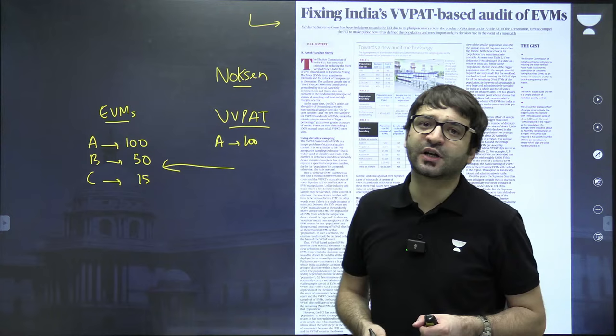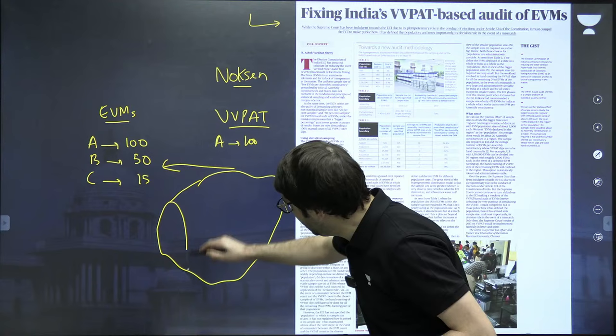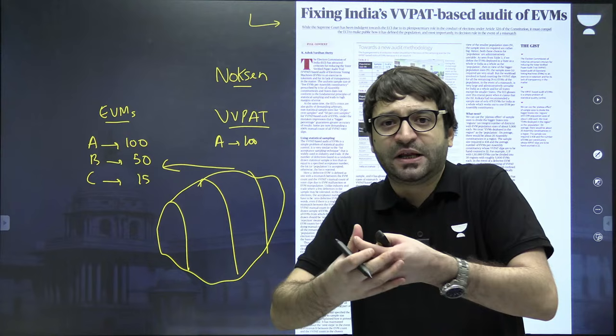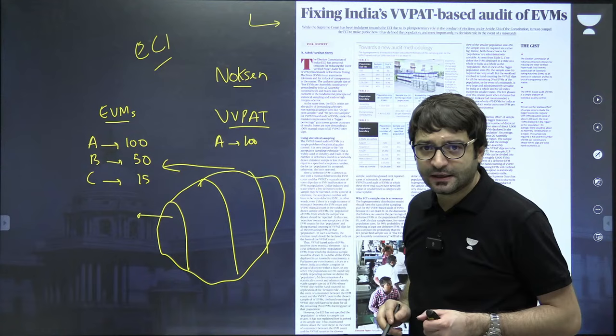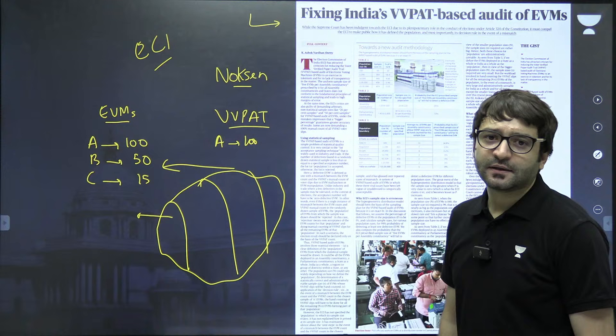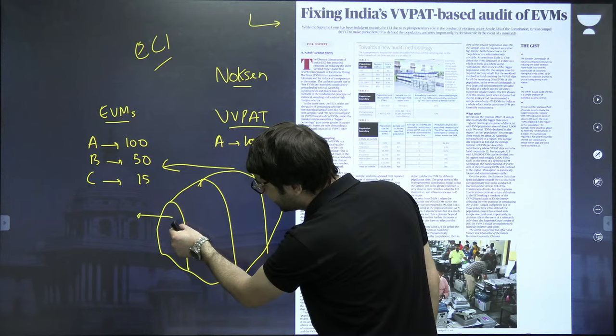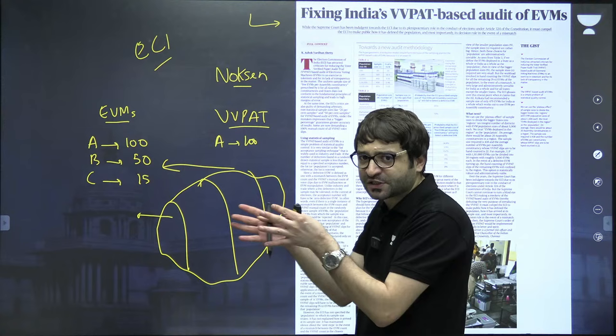Initially, what the Election Commission of India would do, this is a parliamentary constituency, and a parliamentary constituency is a big constituency. There are smaller assembly constituencies as well, because a group of assembly constituencies form a parliamentary constituency. What the Election Commission of India would do is pick one random EVM from one assembly constituency in this parliamentary constituency and then match it with the VVPATs. That means from one assembly constituency, one EVM will be taken. It will be matched with the VVPAT slips to see whether there is a 100% match or not.